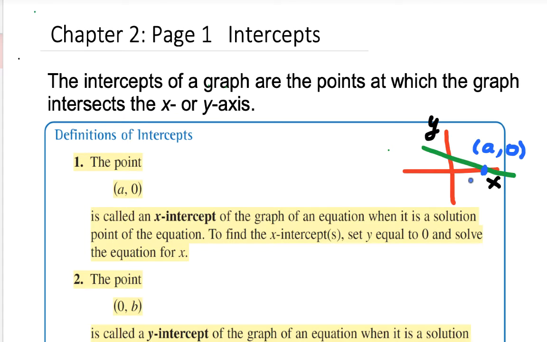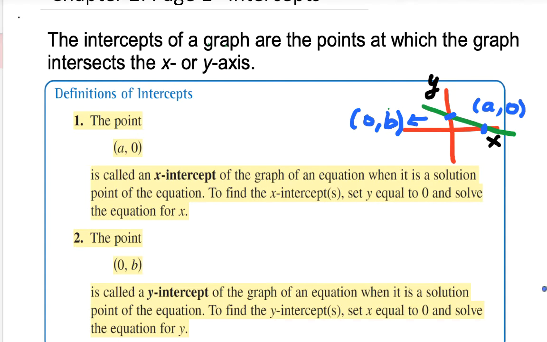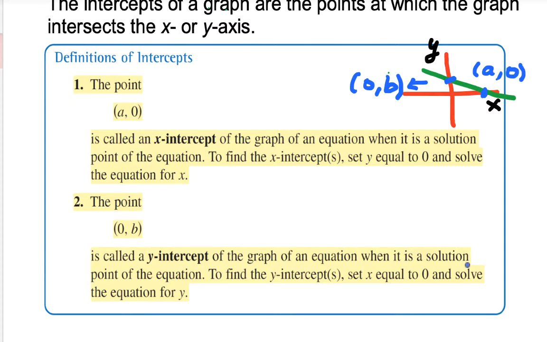Now for the y-intercept, as is shown over here, it is the point at which the line crosses the y-axis. So this point is the y-intercept. So this would be the point, say, (0, b). Now, the definition says the point (0, b) is called the y-intercept of the graph of an equation when it is a solution point of the equation. Now, to find the y-intercepts, we set x equal to 0 and then we solve the equation for y.